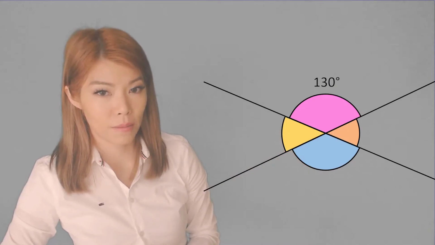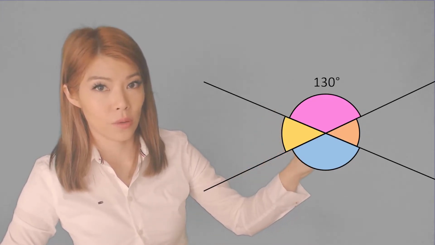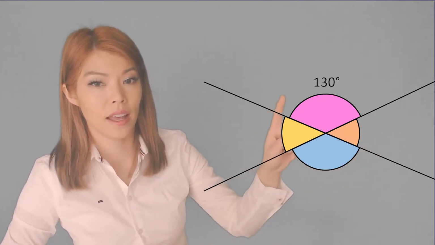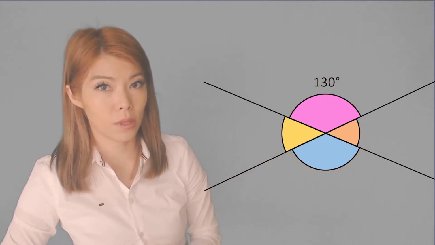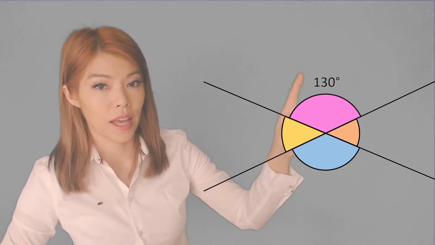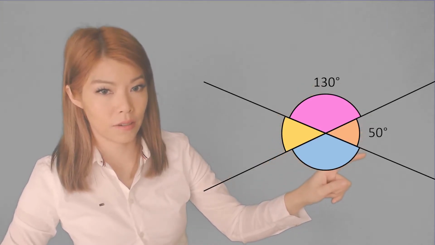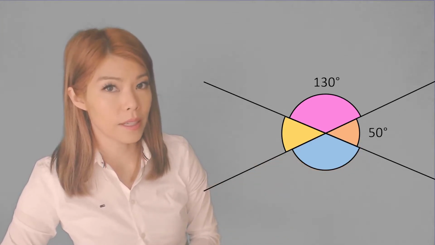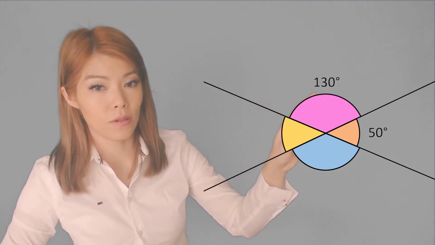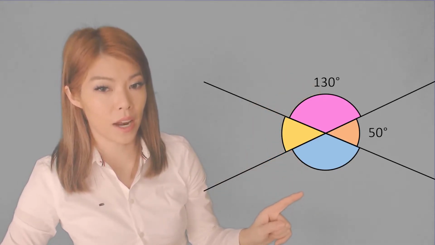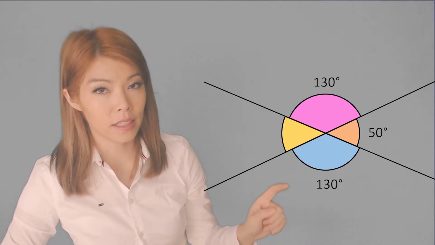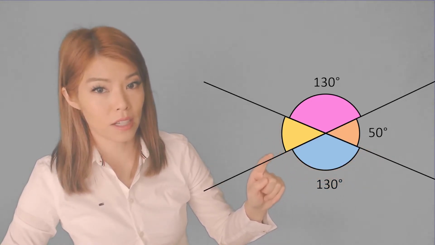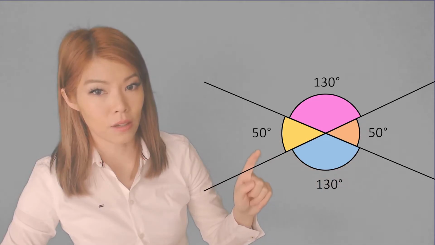Let's have a look at this example. Well, we can see that there's one angle given to us, but we can work out the other three angles because we know from supplementary angles that the pink angle and the peach angle add up to be 180 degrees. So if that's 130, then that would be 50 degrees. 180 take away 130 is 50 degrees. Now from vertically opposite angles, we can see that the pink angle and the blue angle are equal, so that would be 130 degrees. And again, from vertically opposite angles, we can see that the peach angle and the yellow angle are also matching, so that's going to be 50 degrees also.